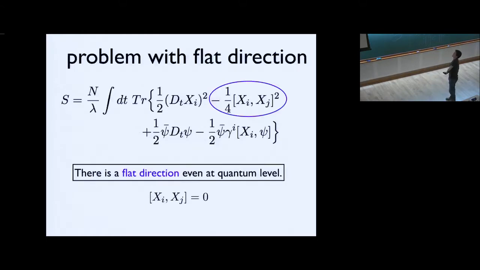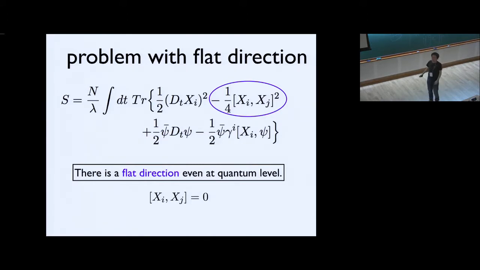So this was the action. You can see this is the kinetic term, and this is the potential term. The potential term is a commutator squared. So if matrices commute, there is no potential, and an eigenvalue can become arbitrarily large. Very often, quantum correction lifts that flat direction.